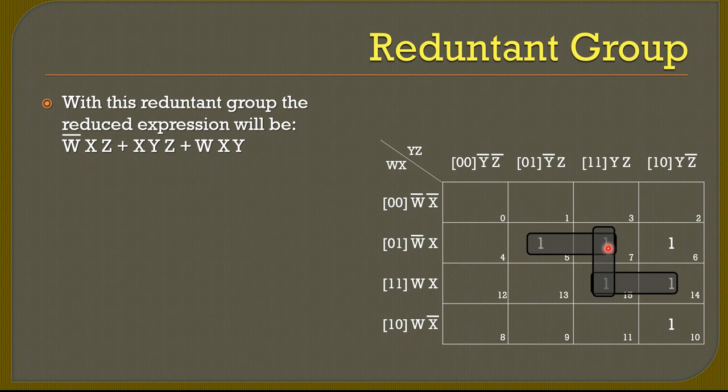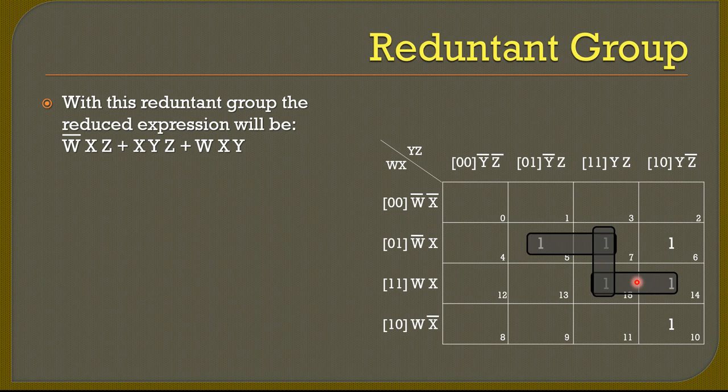For pair 2, you can see y z is constant here, for 7 and 15 it stays the same. We can see in the rows w dash is changing its state to w, so you are going to remove w, and x is not changing its state, it is constant, so you are going to take x y z. So that is the second pair expression.